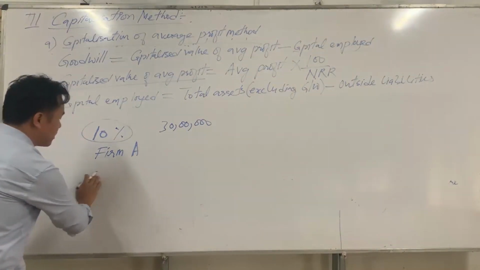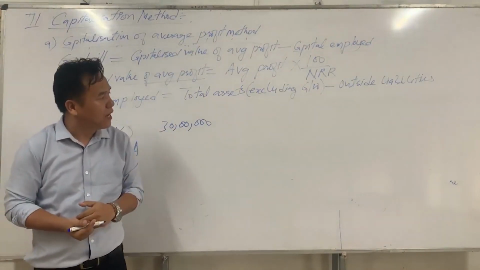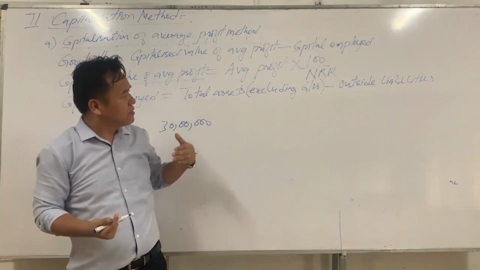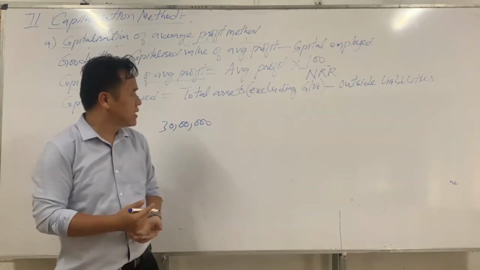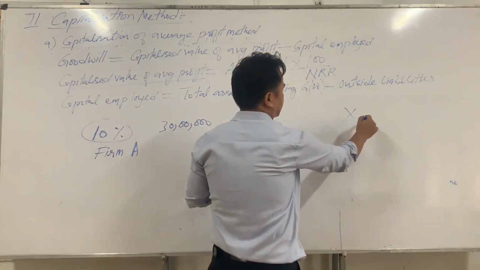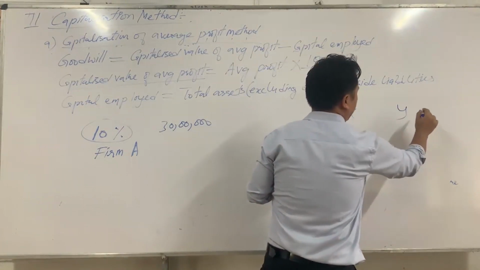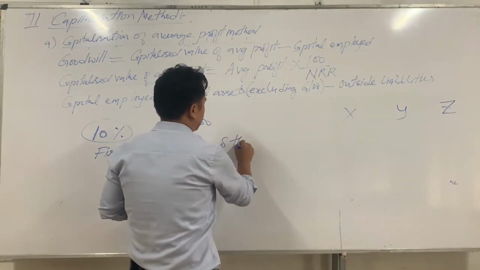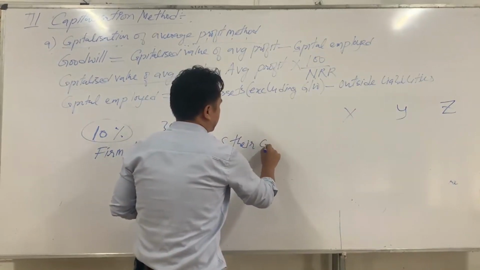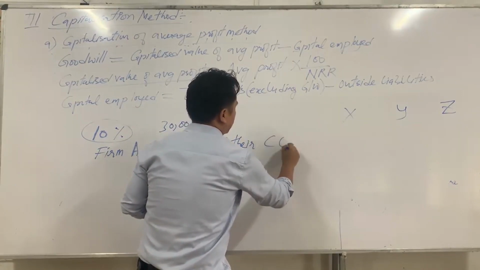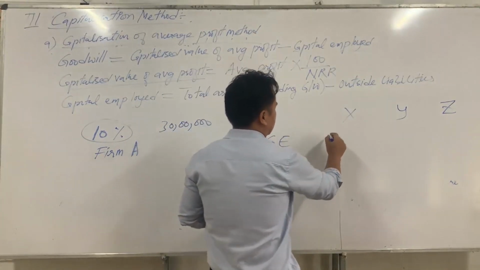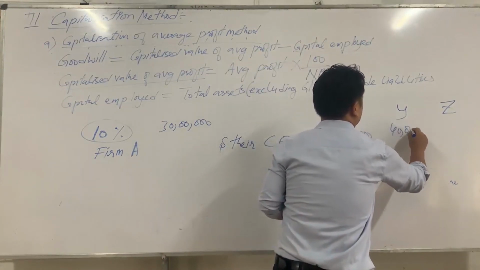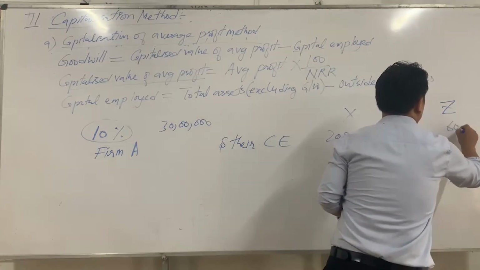Okay. In the market, just like any other business, we also have rival firms or competitors. Say firm X, firm Y and firm Z. And their capital employed is 20 lakh, say 40 lakh and 60 lakh.